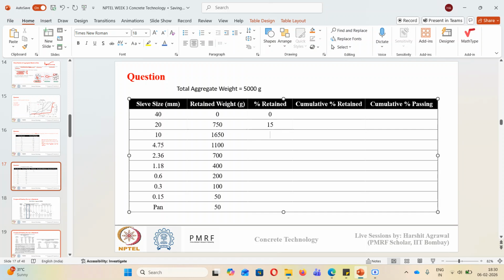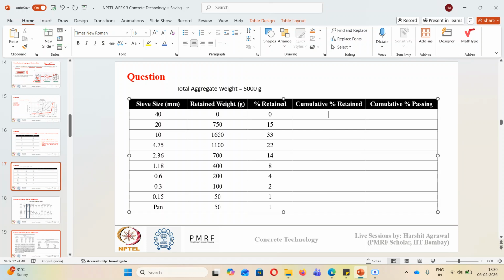1650 divided by 5,000 will be 33%. 1100 divided by 5,000 is 22%. 700 divided by 5,000 is 14%. 400 divided by 5,000 is 8%. 200 divided by 5,000 is 4%. 100 divided by 5,000 is 2%. 50 upon 5,000 is 1%. 50 upon 5,000 is 1%.